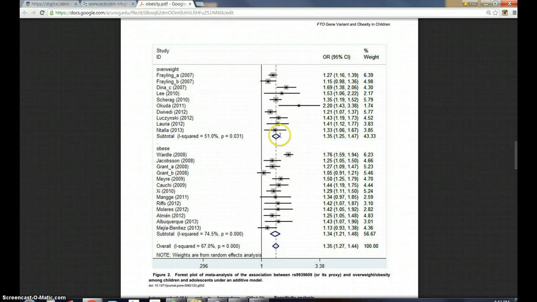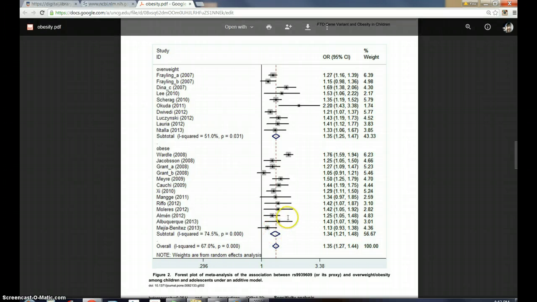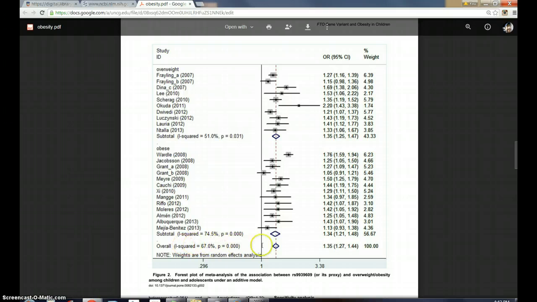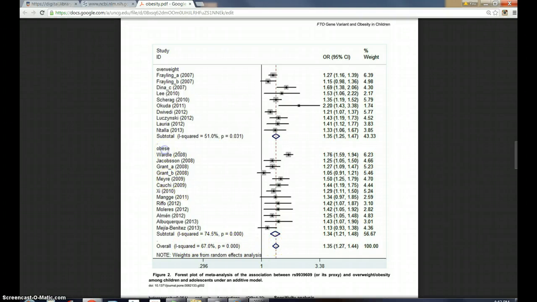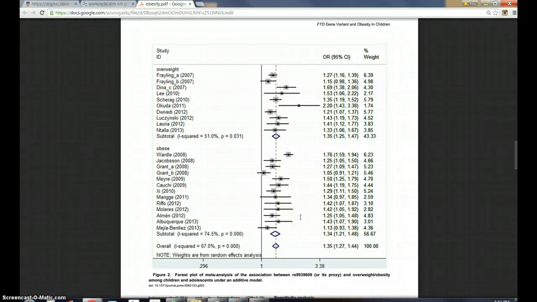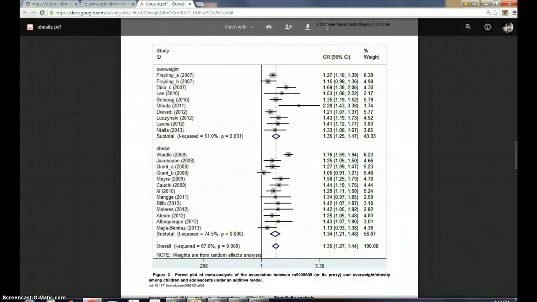So you have this diamond for these studies, this diamond for these studies, that's why they're listed as subtotals, and then the overall weight, which that diamond's right there. All right, so taking together obese, overweight in that FTO gene variant, you'll see that the overall effect is to the right of the odds ratio. Therefore, there is an effect between the intervention and the treatment groups, which means there is a difference, which is good. That's what we're looking for.